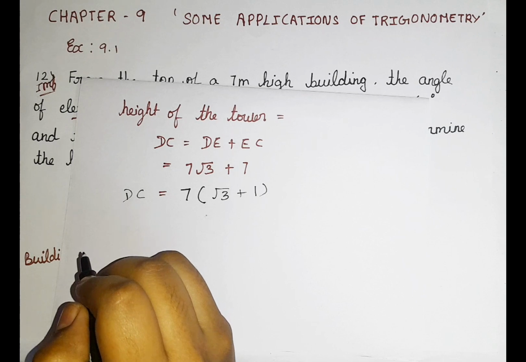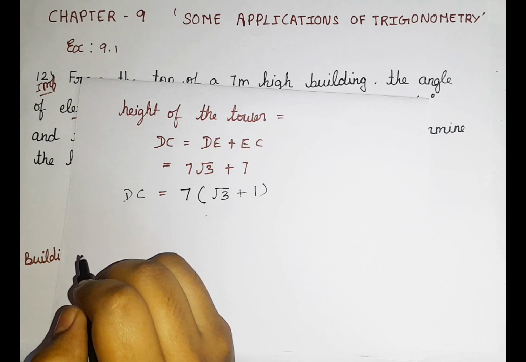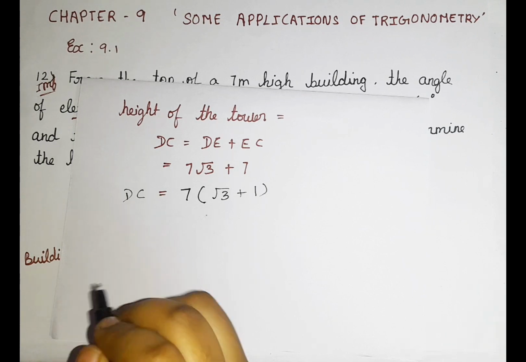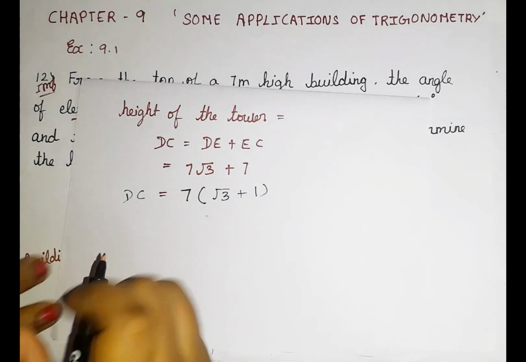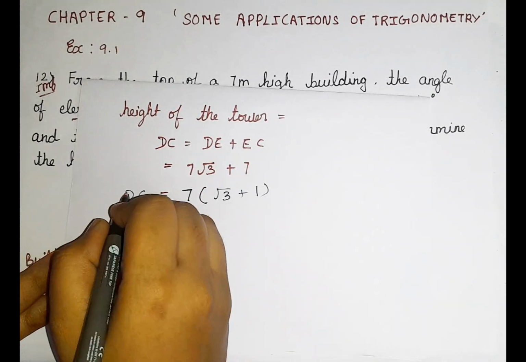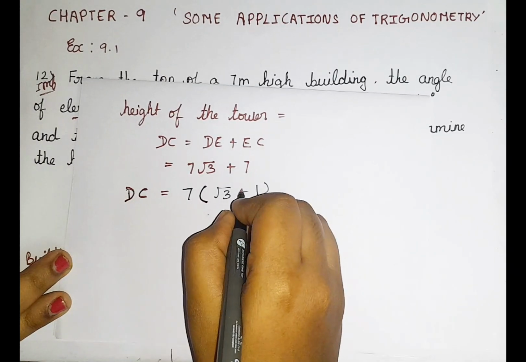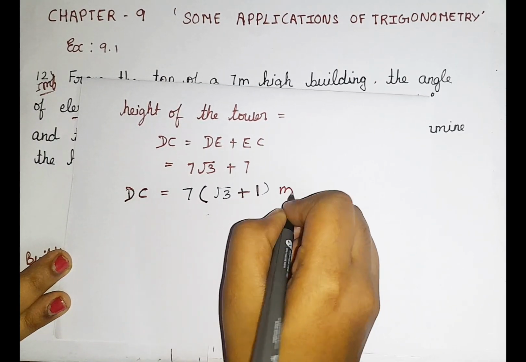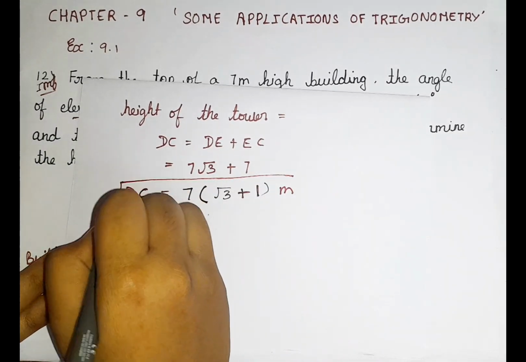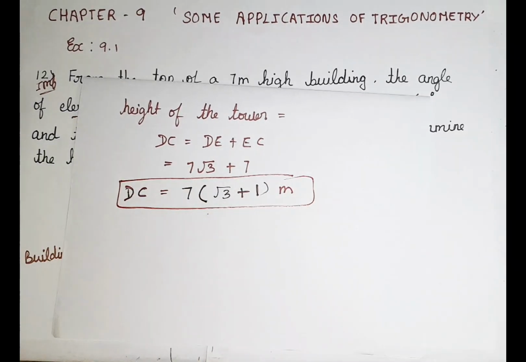What is the height of the tower, guys? The height of the tower is 7 bracket root 3 plus 1. Make sure that you write meter as well. So this is our answer.